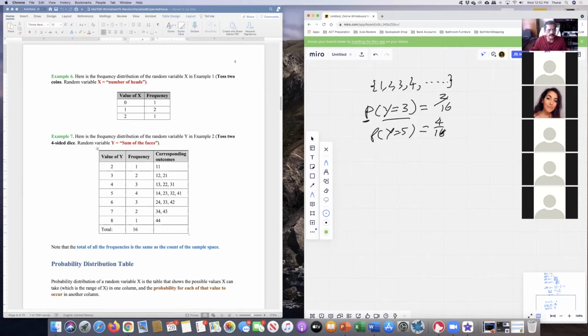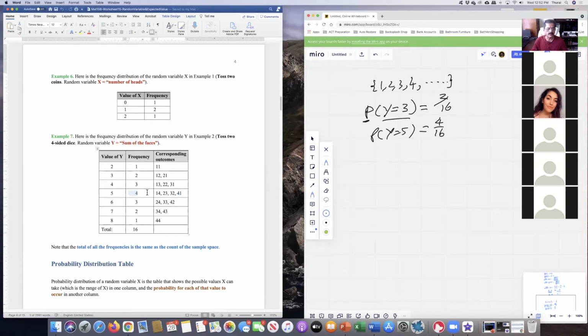And that's the same as you can see, that 4 is the count of elements in the sample space that will make this event happen. The event is the random variable equal to 5. So the number of elements in the sample space that make this event happen is 4. And that is the frequency.